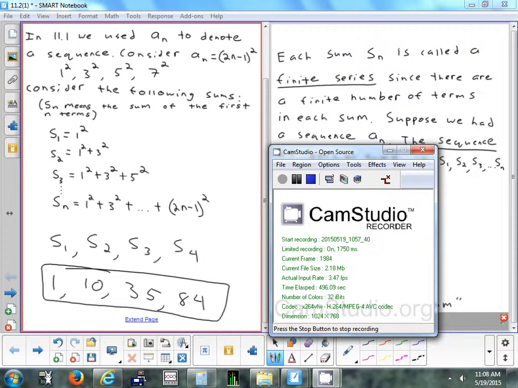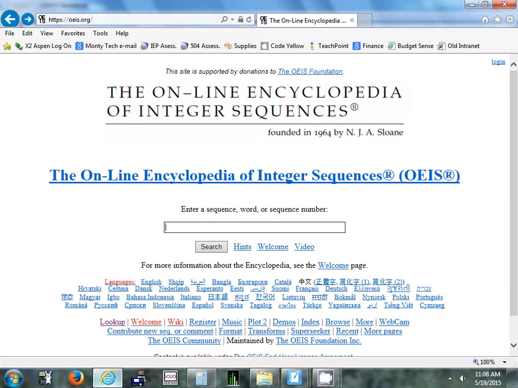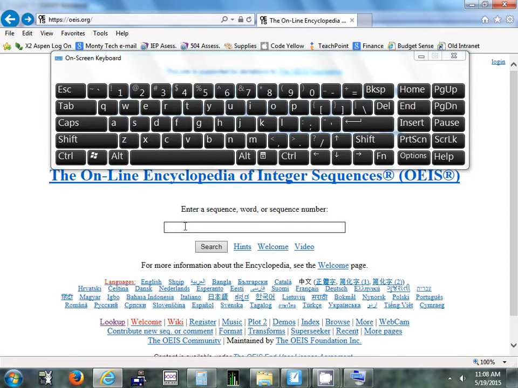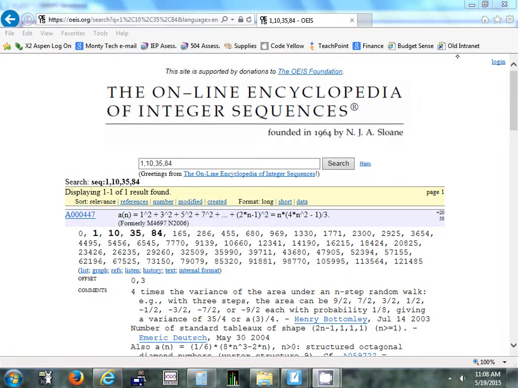So let's just try 1, 10, 35, 84. Let's hit search. And the next one, let's just check it. We added 7 squared. The next one, you'd be adding 9 squared. That's exactly what it's showing: 1 squared, 3 squared, 5 squared, 7 squared, adding them up.